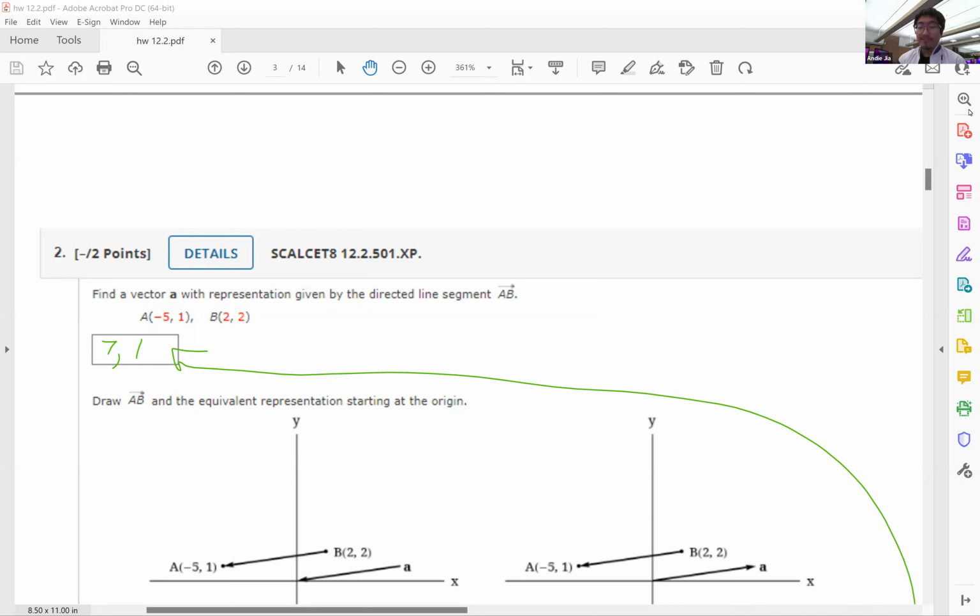And in this video, I will introduce some homework problems in section 12.2, some introduction to the vectors. For question number 2, the vector A with representation given by the directed line segment from A to B, it just means it's B minus A forming the AB.